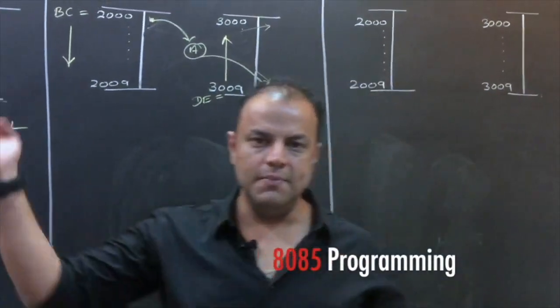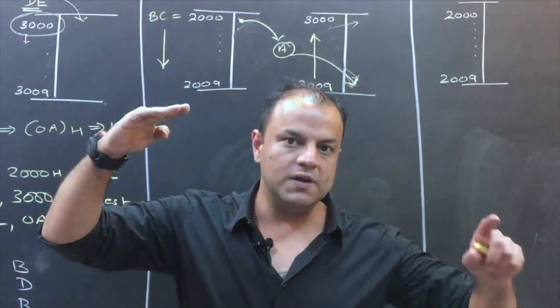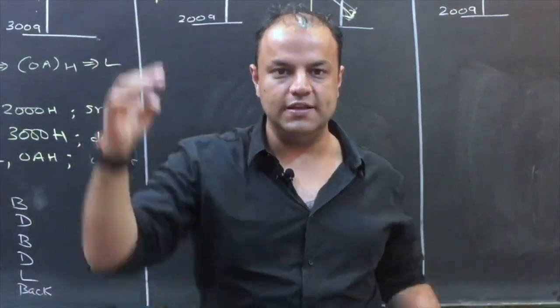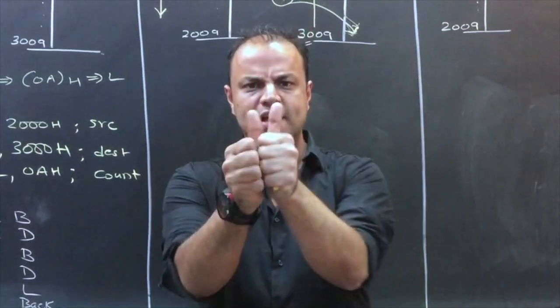So what's the trick? Make one pointer at the beginning of the source, make one pointer at the end of the destination, increment this pointer and decrement this pointer. So instead of transferring like this, you're transferring the block like this. So the block will get inverted. I hope you understood it.